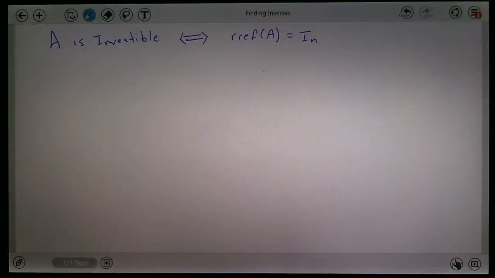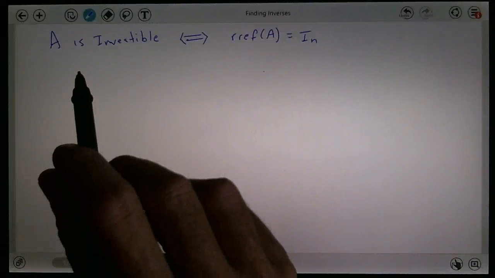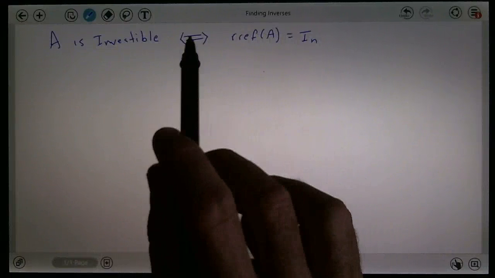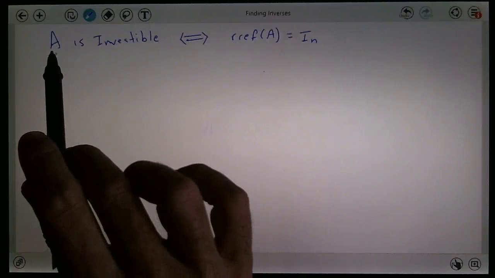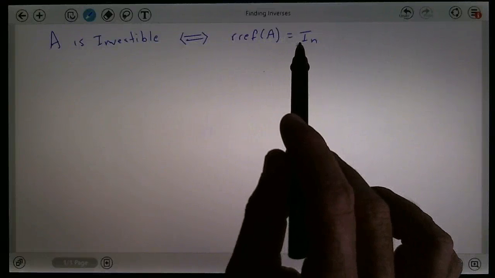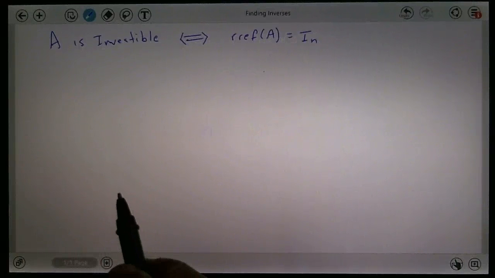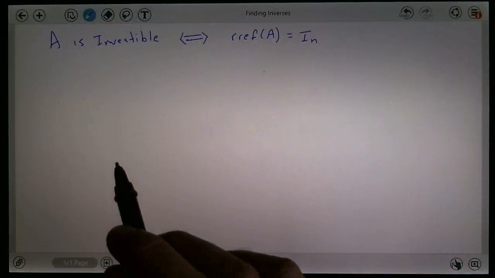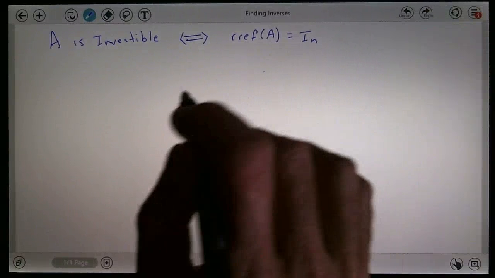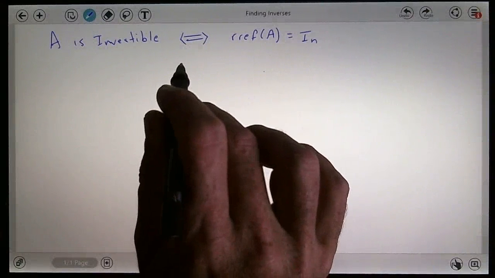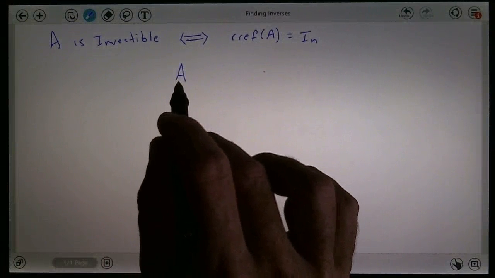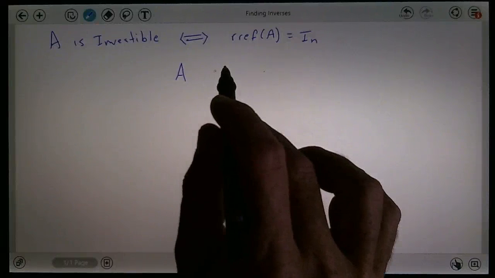All right, I want to use the theorem that we just did, the equivalent statements theorem, to find a way to calculate inverses. And what I'm going to use is that the statement A is invertible is equivalent to the reduced row echelon form of A is the identity matrix. So this thing right here, that the reduced row echelon form is the identity matrix, is telling me that if I start with A, there is a sequence of row operations that will get me to the identity matrix.